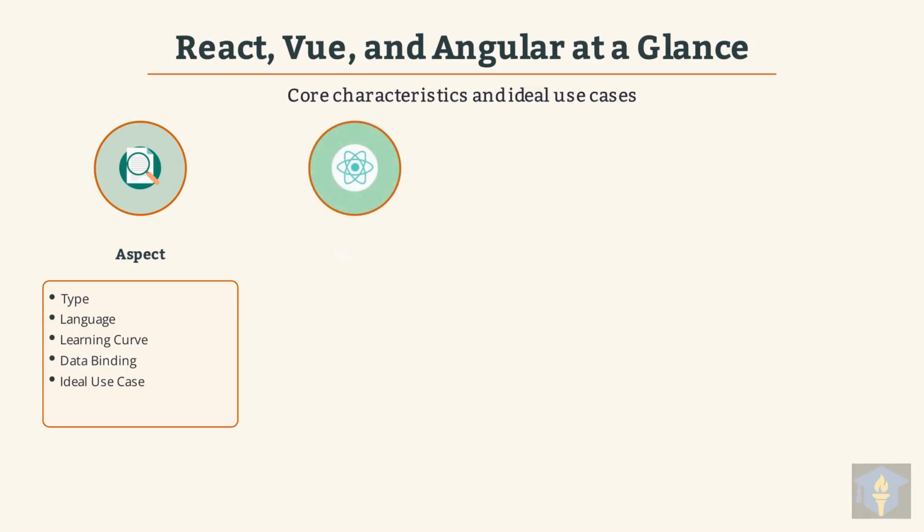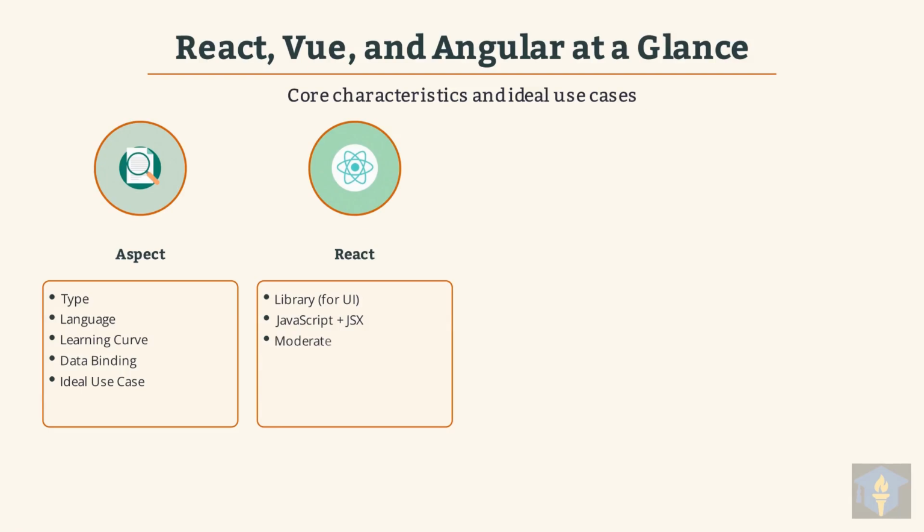Let's start with React, developed by Facebook, widely known for building user interfaces. React is primarily a library focused specifically on building user interfaces, not a full framework. It uses JavaScript, often combined with JSX, a syntax extension for writing UI components.